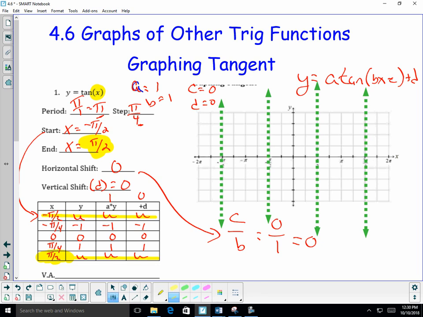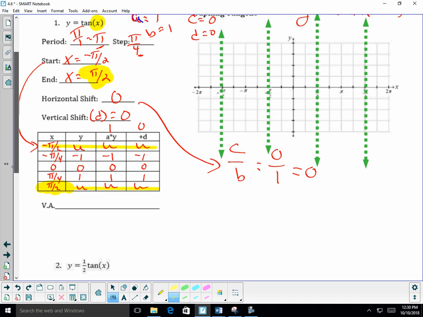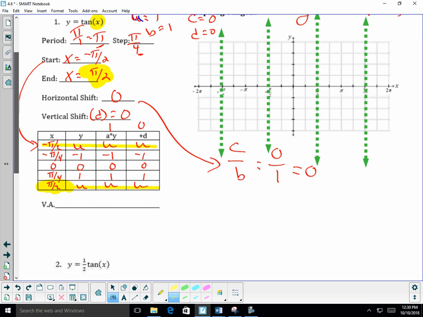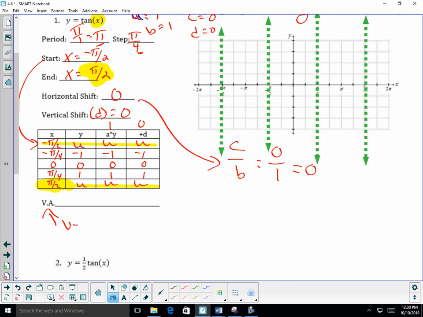What's different about secant and tangent and cotangent is there's a line that says VA. That VA stands for vertical asymptote, and we want you to write the vertical asymptotes. So I'm going to go up and look at my graph. I have one at negative 3 pi over 2, one at negative pi over 2, one at pi over 2, and 3 pi over 2. And that's why I draw those lines first, so I can identify those asymptotes rather quickly.